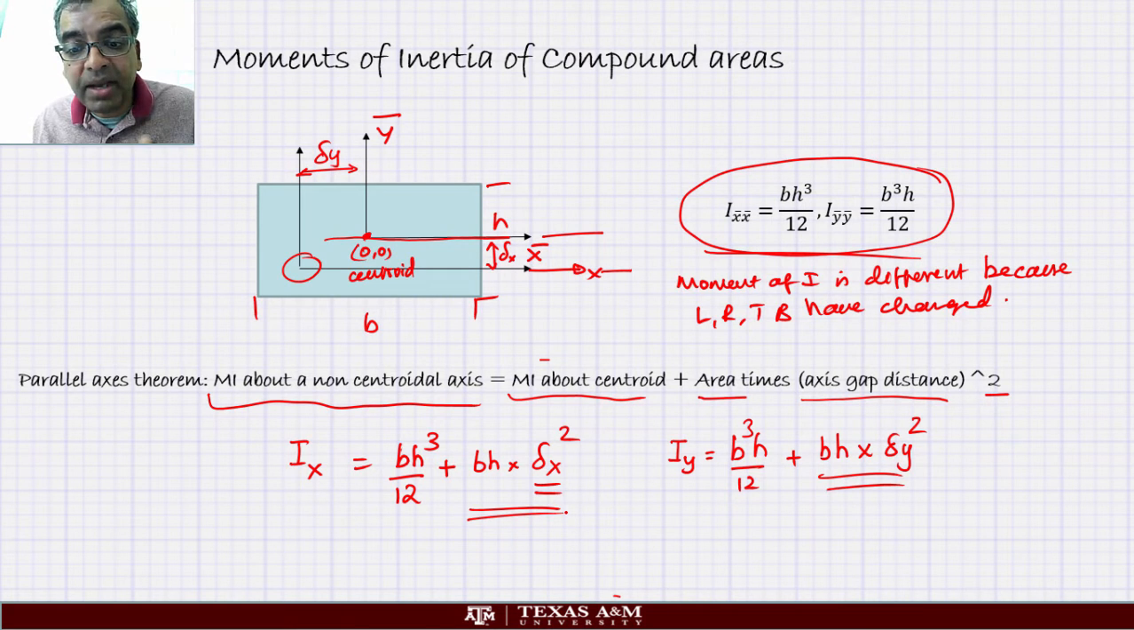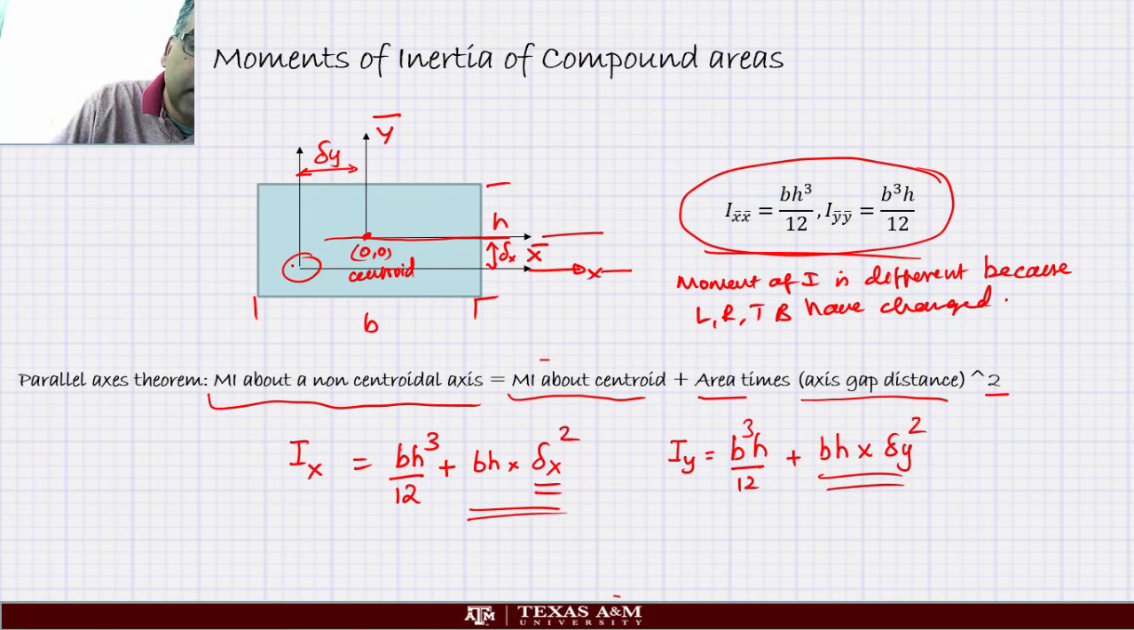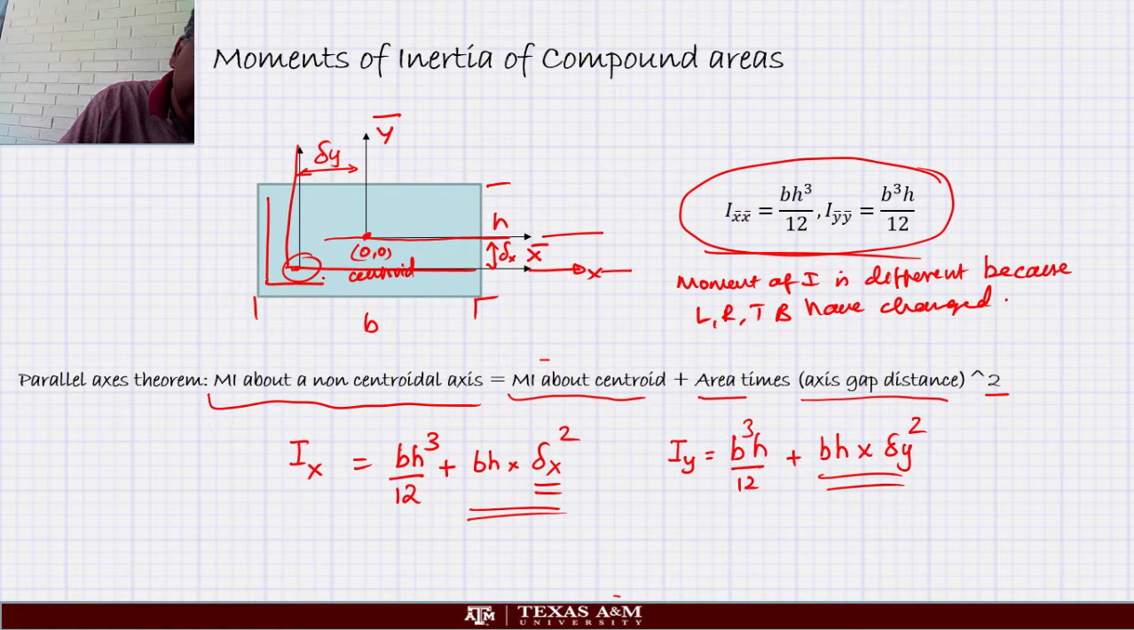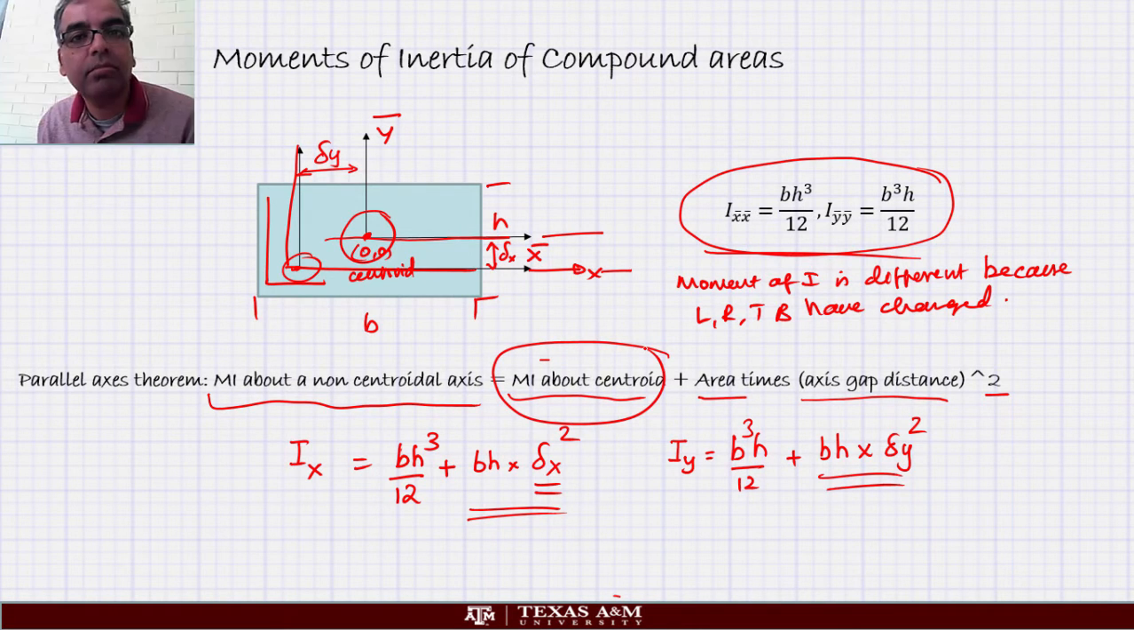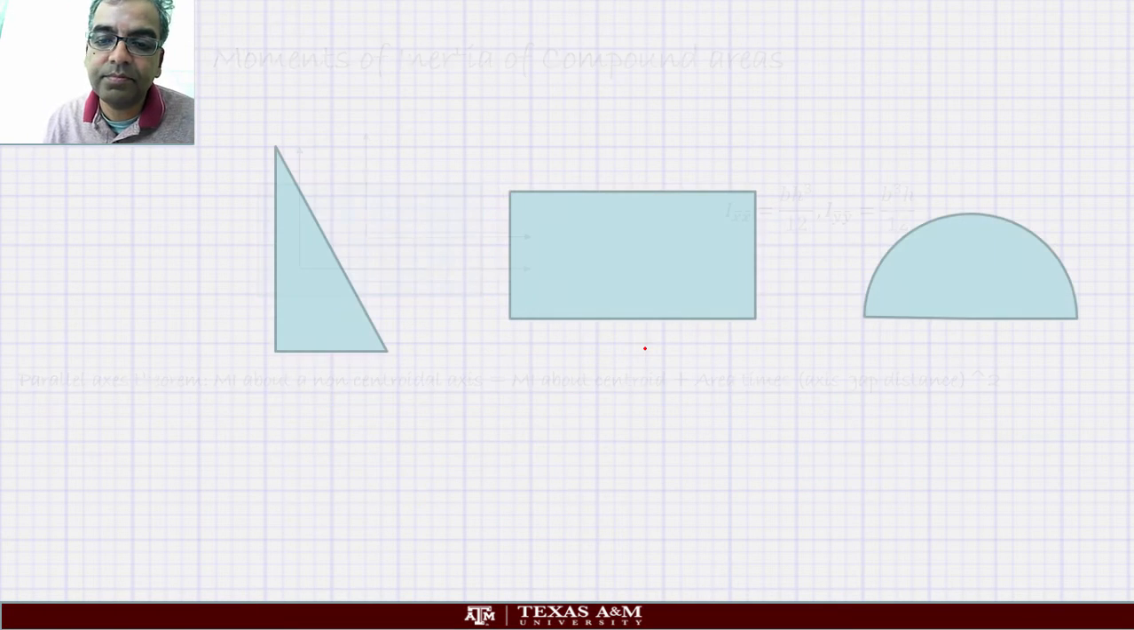By the way, you cannot use it if you know the moment of inertia about this axis and you want to find out about that axis. You cannot use it. This axis always has to be about the centroid. Otherwise, you cannot use it. Now I'll show you how to do this problem for a compound object or a composite body. Then you will see how this works.